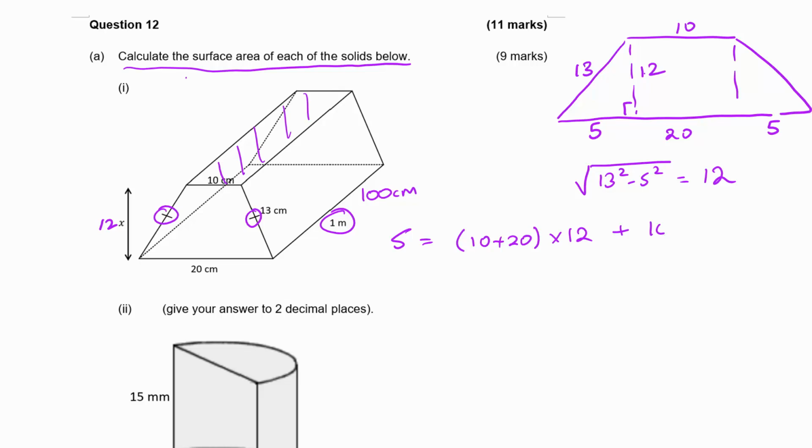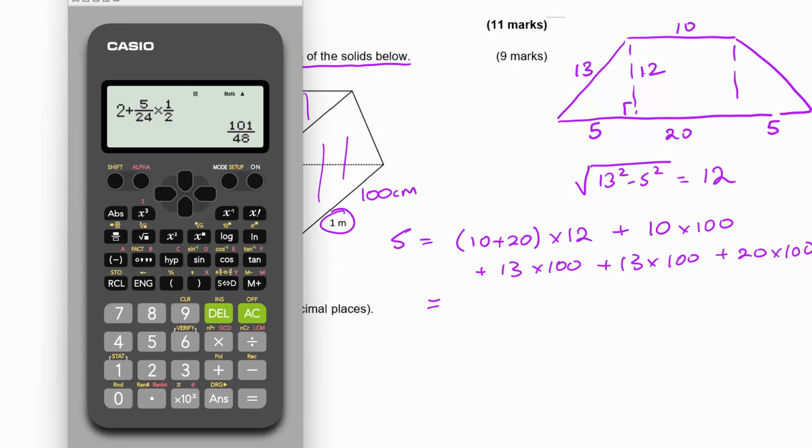The top one is going to be 10 times 100. Then we've got this one here, which is 13 times 100, and we've got another one of those on the other side. And then we've got the bottom, which is 20 times 100. So that will be the bottom down here. And we just need to calculate that.